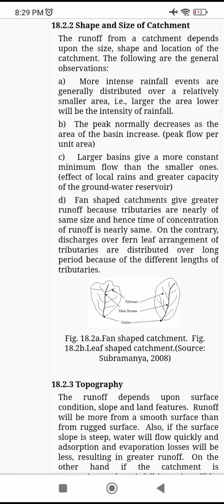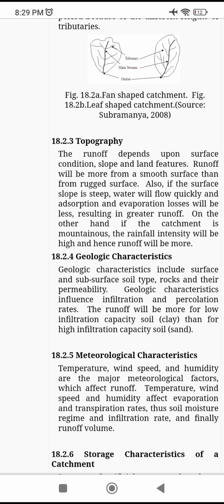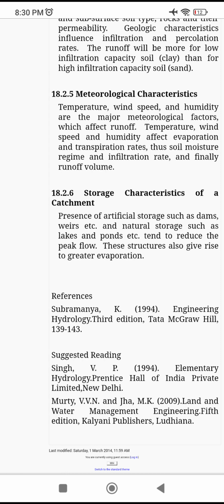Now here you can see fan shaped catchments give greater runoff because tributaries are nearly of the same size, and hence time of concentration of runoff is nearly the same. On the contrary, in the feather-like arrangement, the flows from tributaries are distributed over a long period because of the different lengths of tributaries. Then topography, meteorological characteristics.